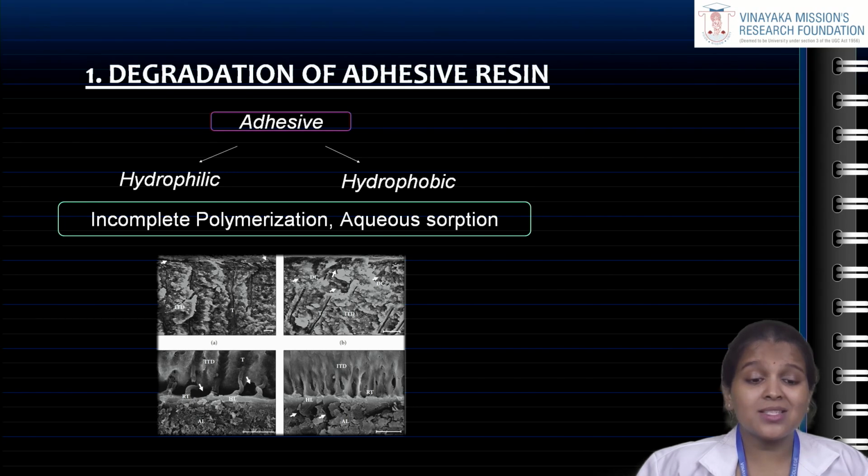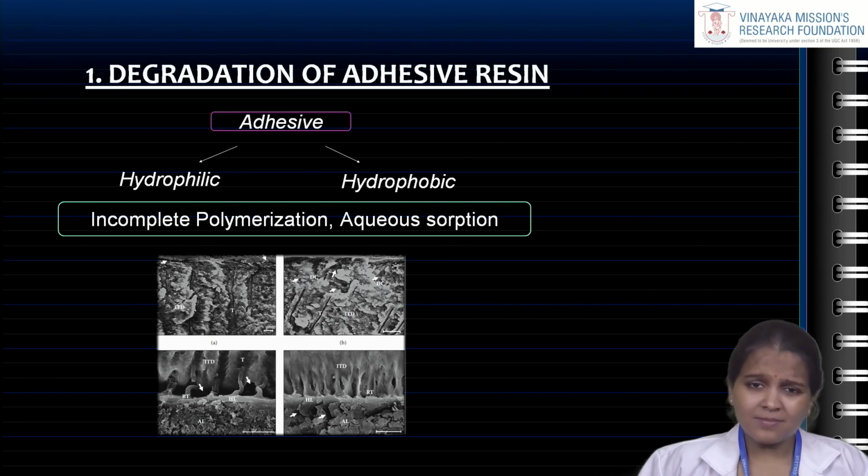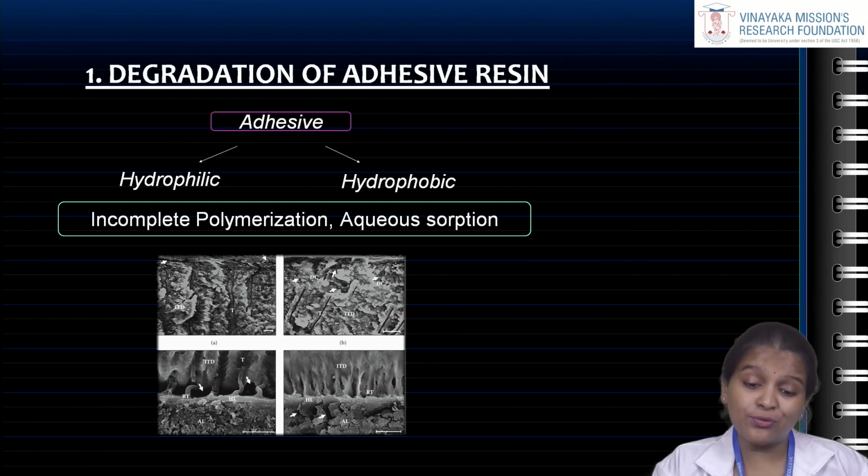So the first and foremost factor is the degradation of the adhesive resin itself. I had told you earlier that the adhesive resin consists of hydrophilic as well as hydrophobic component. So this hydrophilic component ultimately causes the aqueous sorption, and that weakens the hybrid layer. And one more thing is that these hydrophilic particles reach the bottom of the resin tags, whereas the hydrophobic component of the adhesive resin stays at the top layer. The camphoroquinone, which is a photosensitizer, being hydrophobic, stays in the top without getting penetrated or impregnated deep within the collagen fibrils. So what happens is there is incomplete polymerization of the resin that occurs at the bottom layer. So this ultimately over a period of time causes the hybrid layer degradation.